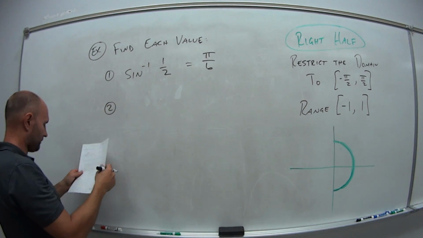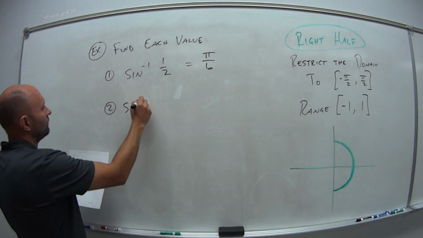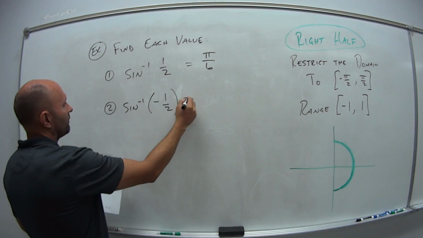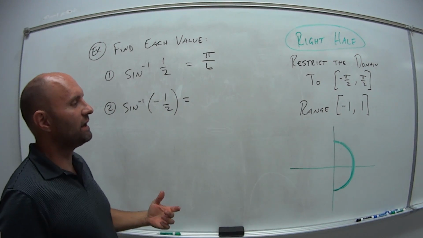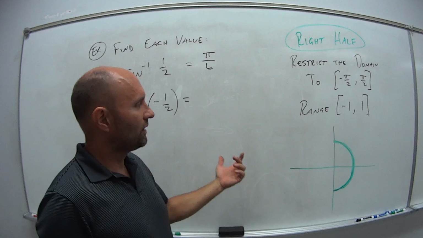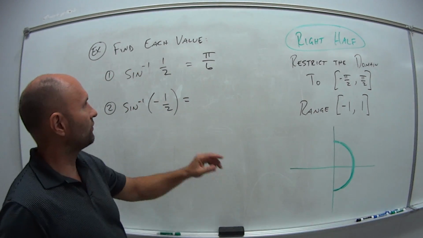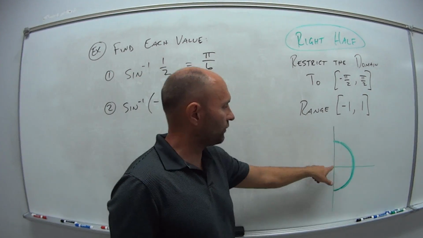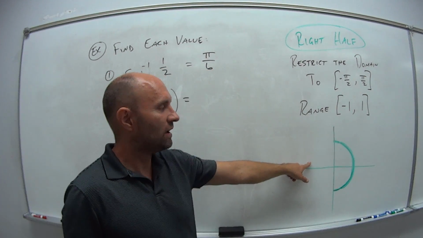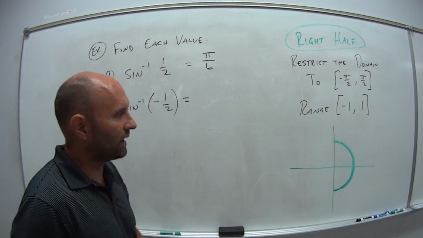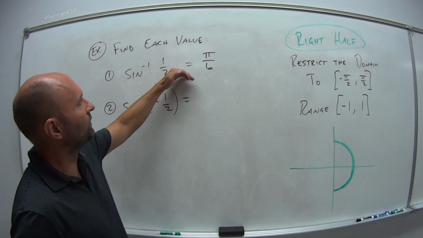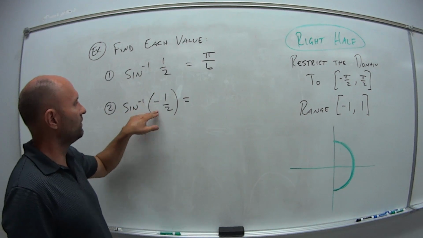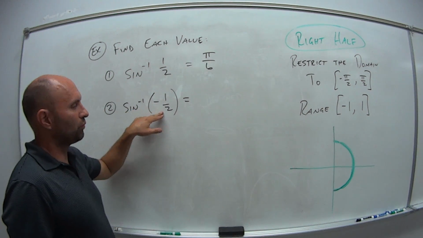Now, what if I have the following? Sine inverse of minus 1/2. And you can see why this is important that we're sticking on the right side of the circle, because technically sine of 1/2 could have been either pi over 6 or 5 pi over 6. But it has to be on that right side of the circle, so the only possible answer is pi over 6. In this case, where is sine inverse of minus 1/2?